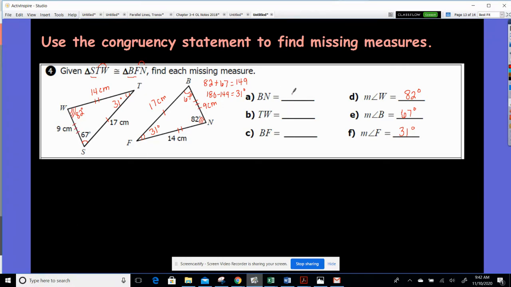So then we can answer our questions. BN was 9 centimeters. TW is 14 centimeters. And BF is 17 centimeters. On the next slide, you're going to work an example just like this.